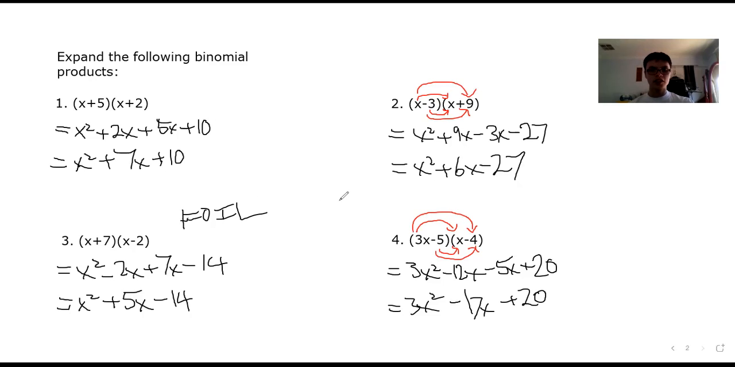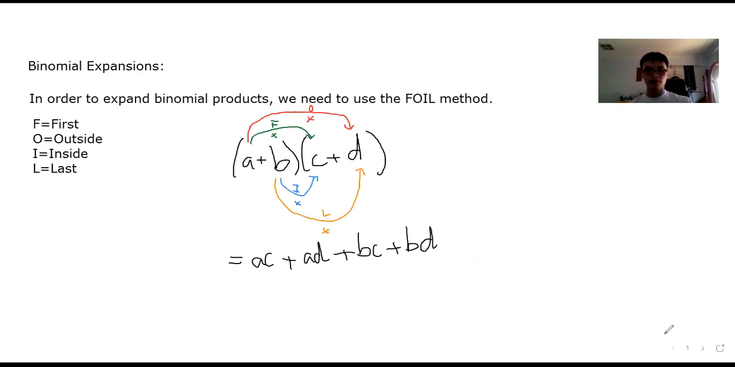So hopefully this should all make sense now. Let's just briefly recap. FOIL stands for first, outside, inside, and last, as it's shown here. First of all, we need to multiply a by this first term in the second brackets. That's c here. So multiply a and c together.